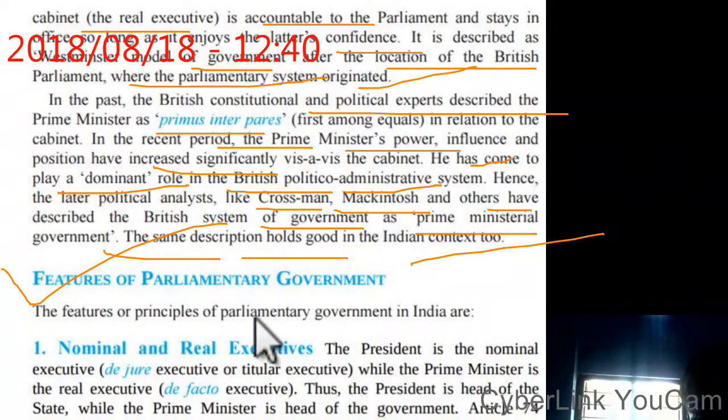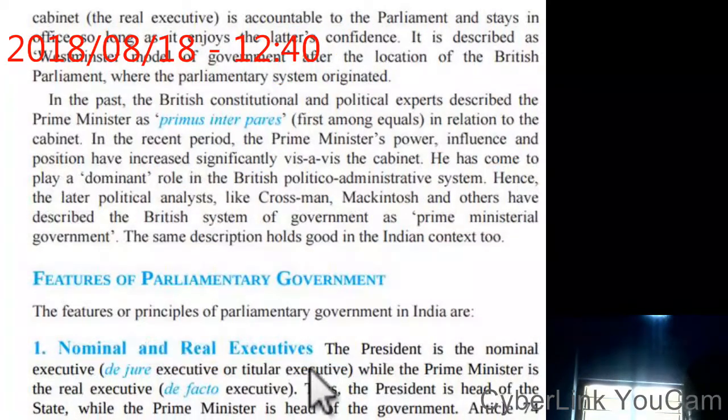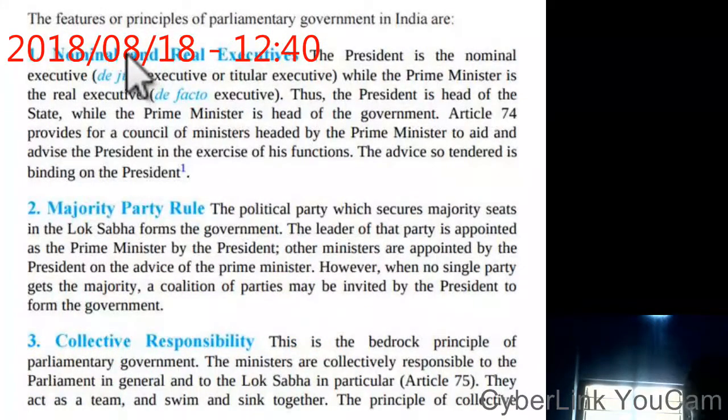So here are the features of the parliamentary system. First, nominal and real executive. The president is the nominal executive, de jure executive and titular executive. Thus, the president is the head of the state, and the prime minister is the head of the government. Article 74 provides for the Council of Ministers headed by the Prime Minister to aid and advise the President in the exercise of his functions. The advice so tendered is binding on the President.